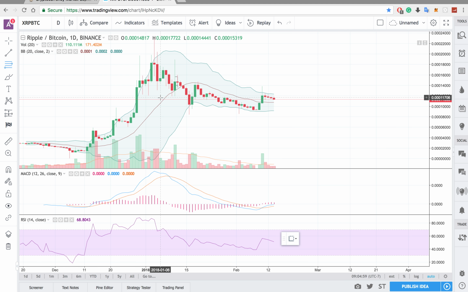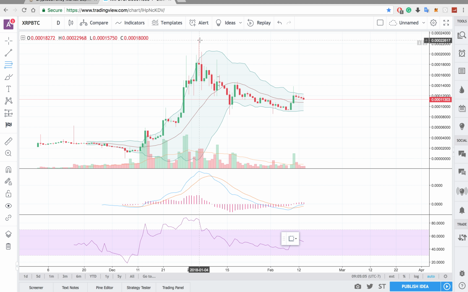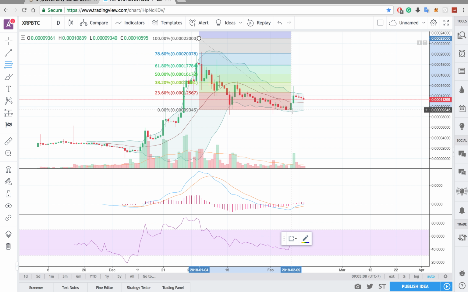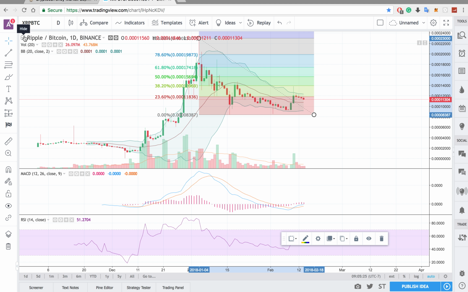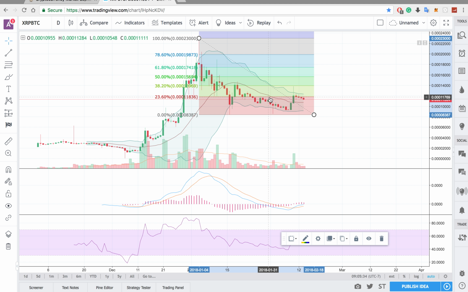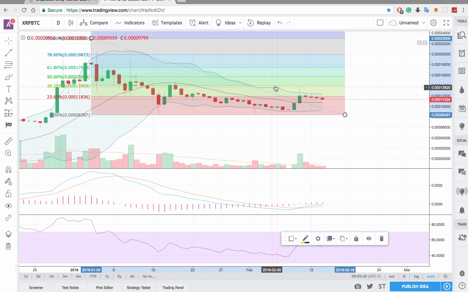So here I'm going to use the Fibonacci retracement tool to give me a good idea of when to sell. Looking at the Fibonacci, I wouldn't buy right now. As you can see, the candles are still above the 20-day average right here. So if we look at the Fibonacci, I would set a sell level.